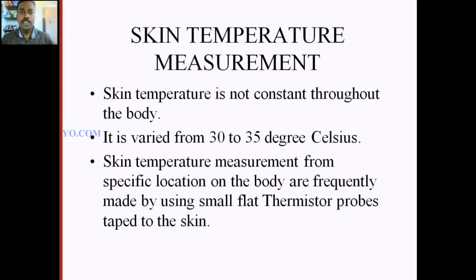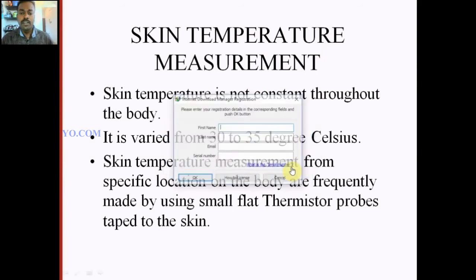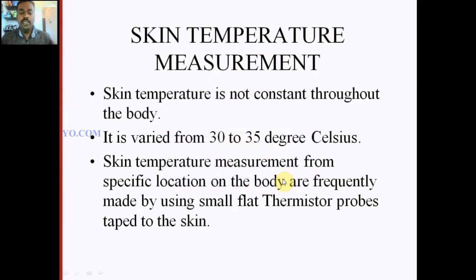The thermistor comes in different shapes, such as a rectangle or a circle, so according to the requirement we can use different types of thermistors. The other end of the probe is connected to an amplifier, which converts the resistance value into a voltage that is displayed as a digital value. This is skin temperature measurement.